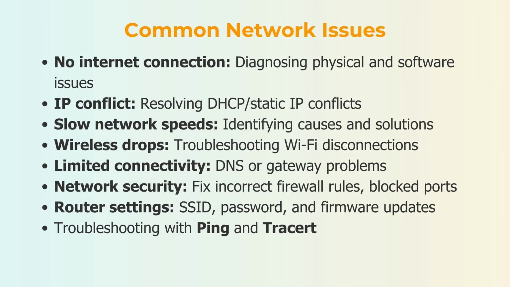An IP conflict happens when two devices on the same network are assigned the same IP address. This can cause connectivity issues, and it can be resolved by renewing the IP address or adjusting the network settings. Slow network speeds can result from many causes, such as bandwidth congestion, outdated hardware, or signal interference. Wireless drops may be caused by interference or poor signal strength, and router settings may need to be adjusted. Limited connectivity could point to DNS or gateway issues, and fixing firewall rules or adjusting router settings might be necessary. Tools like Ping and Traceroute can help you troubleshoot where the issue is happening.